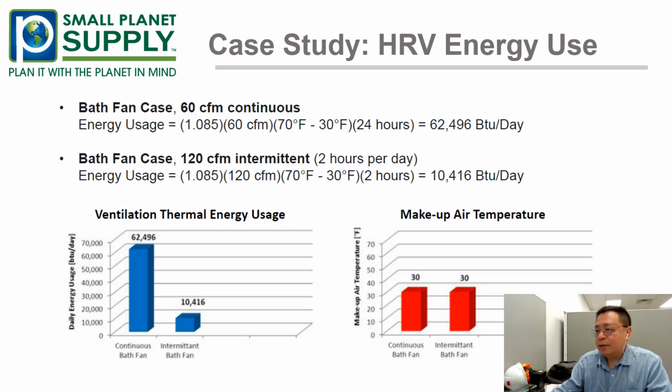So by calculating with the heat loss, we will come up with 72,000 something BTU per day energy consumption. And the makeup air temperature is around 30 degrees Fahrenheit.